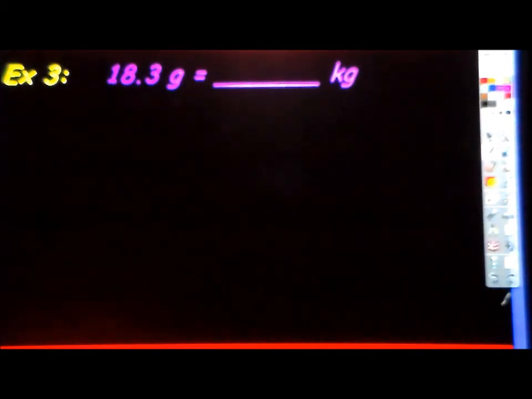All right, now a third example. Notice I changed it to grams. That doesn't change how we work the problem. And the fact that we use a G for grams is why we can't use a small g for giga. We had to use a capital G. So let's go back and look at the chart.